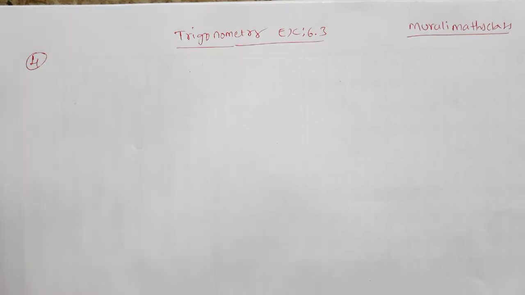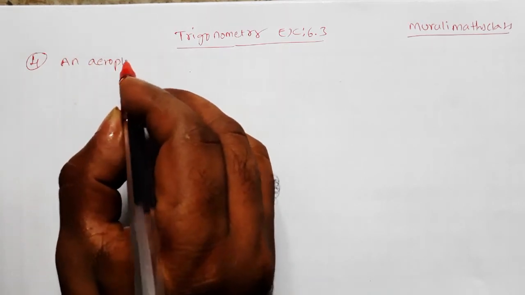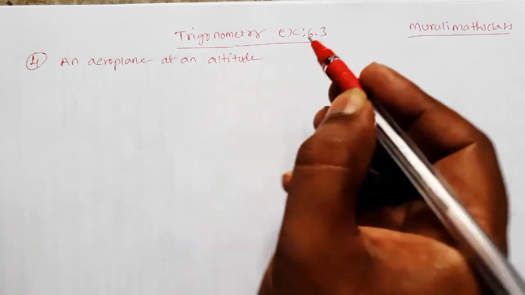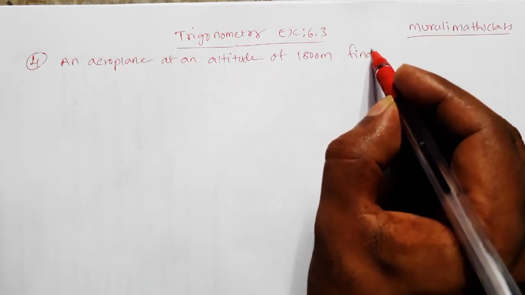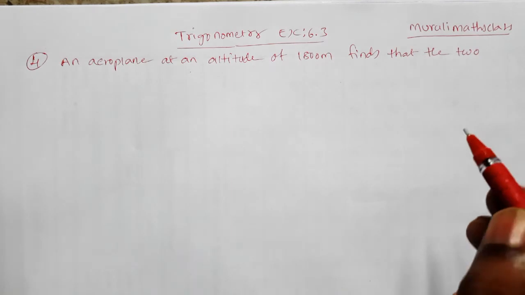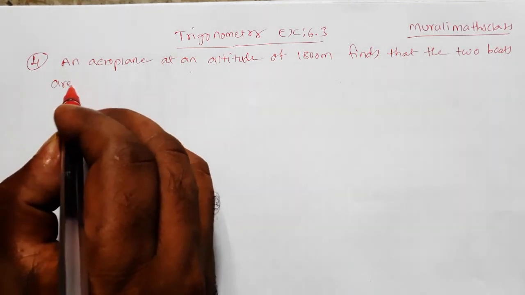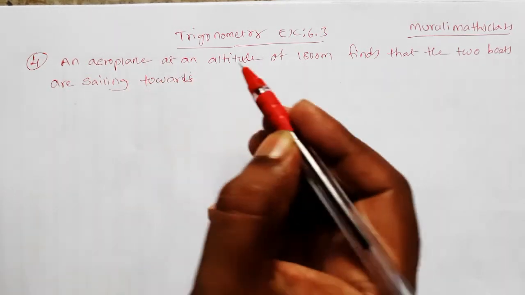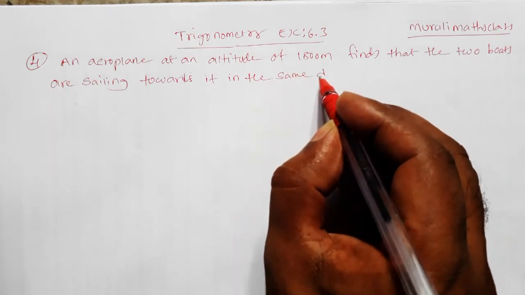So first we'll write the problem they gave. An aeroplane at an altitude of 1800 meters finds that the two boats are sailing towards it in the same direction.